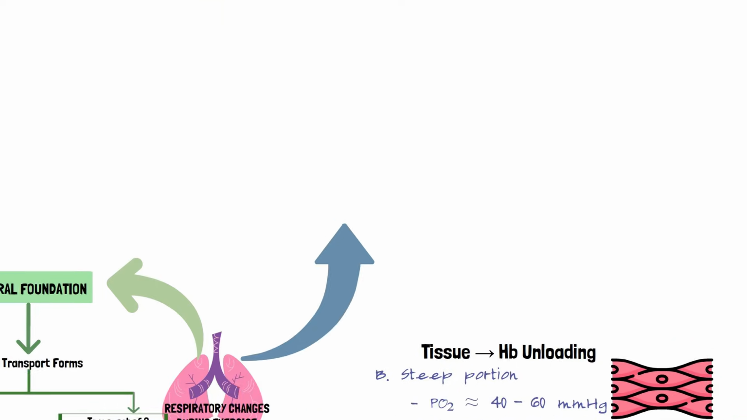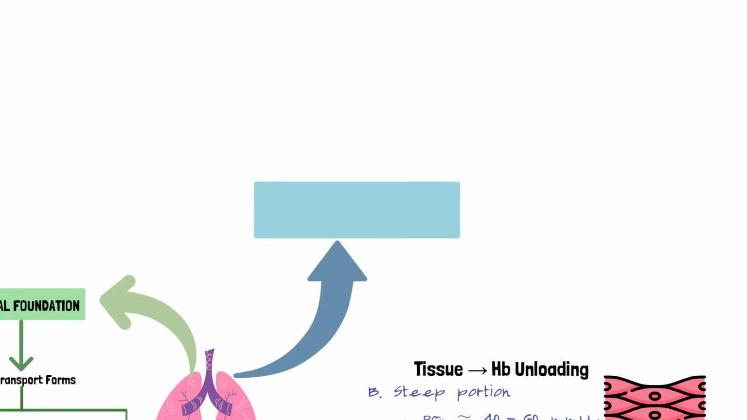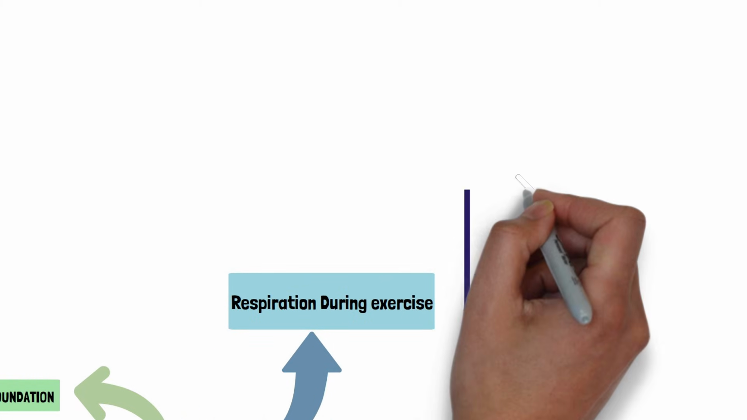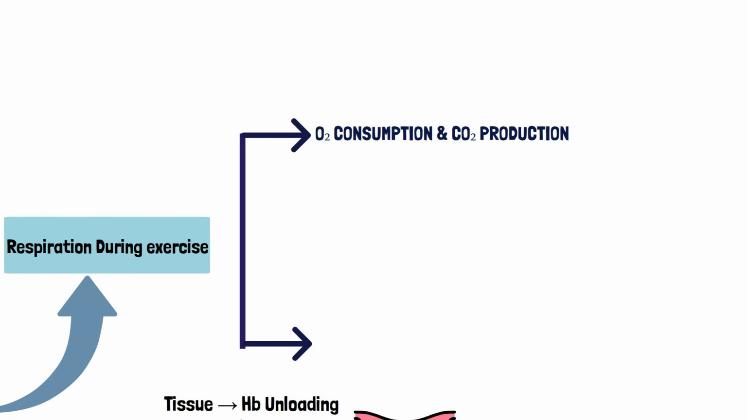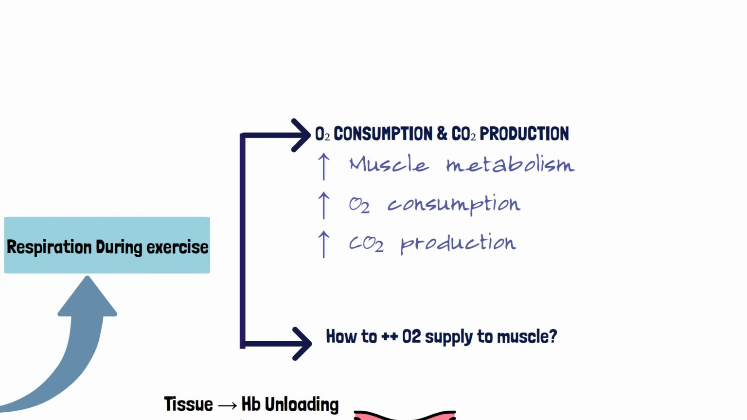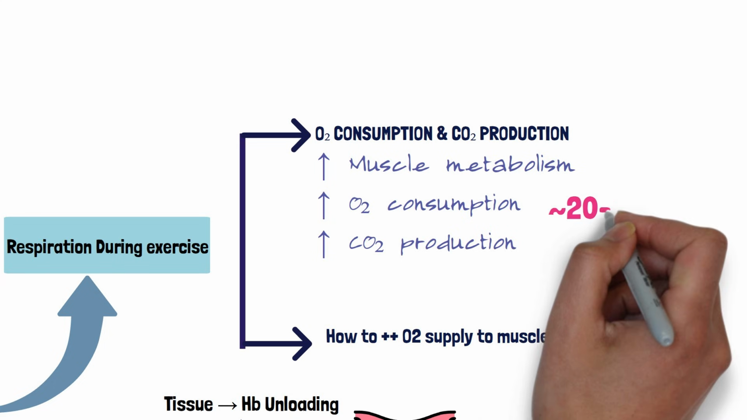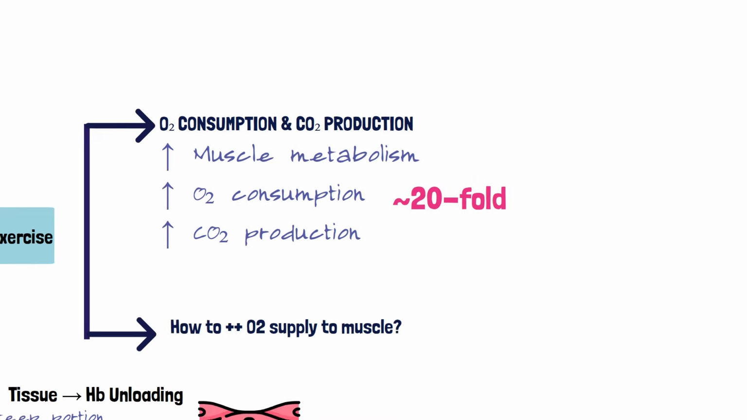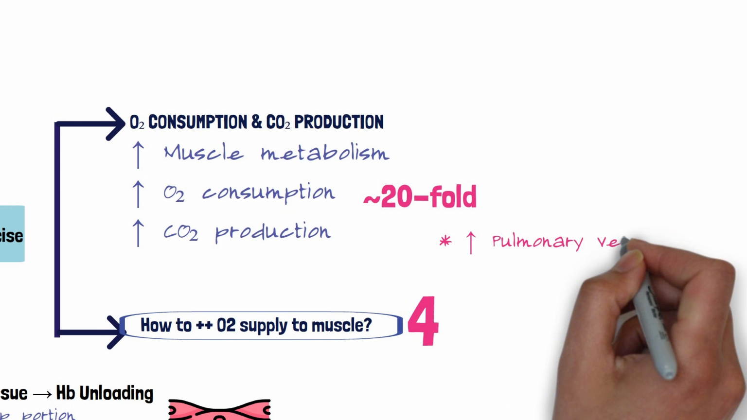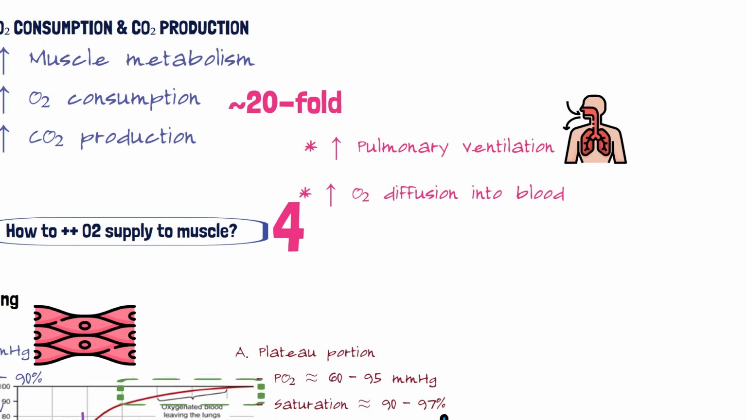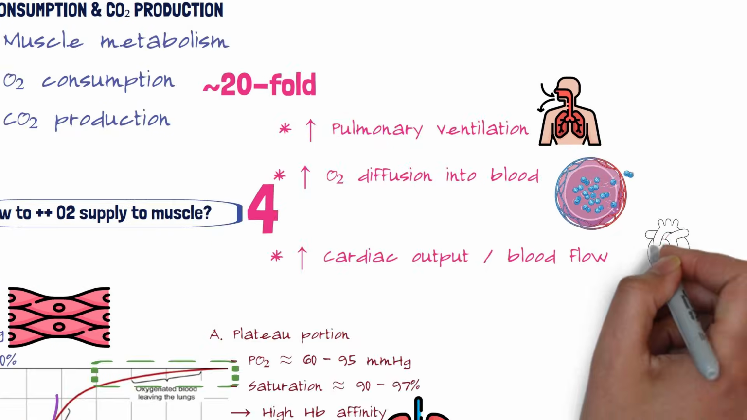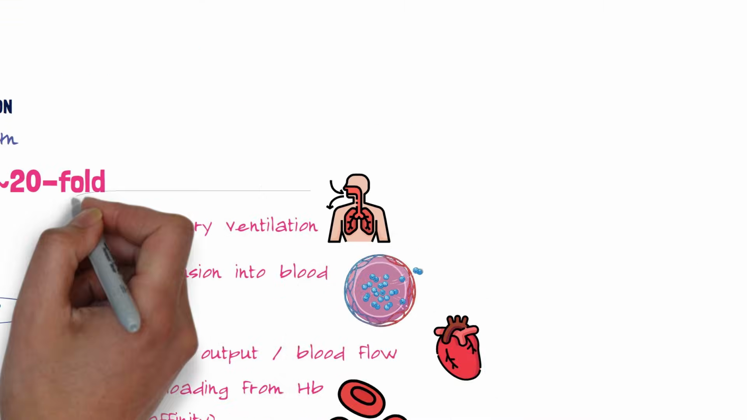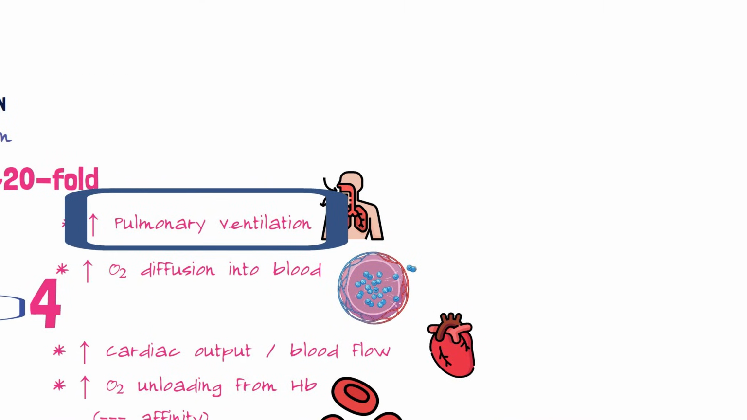Then we move to respiratory change during the exercise. We answer two main questions. What happens when we exercise? The muscle metabolism increases, so the consumption of oxygen increases, the production of carbon dioxide also increases, and to meet this, we need to increase the oxygen supply by increasing the ventilation, the oxygen diffusion, the cardiac output, and the blood flow, and increase the oxygen unloading.